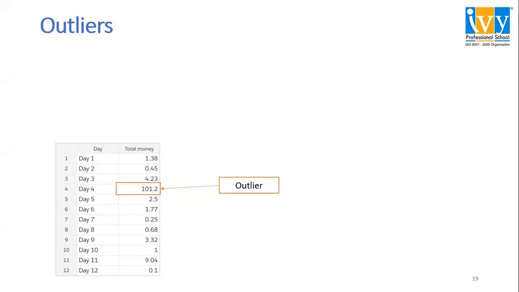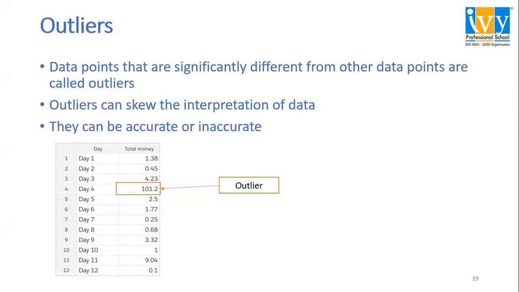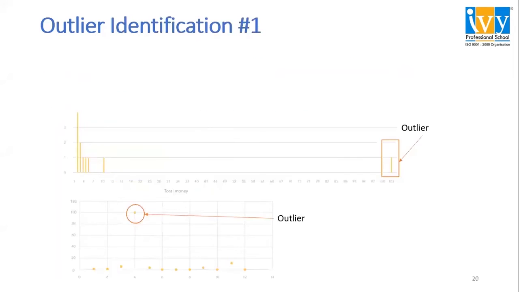Next topic is going to be outliers. Data points that are significantly different from other data points are called outliers. Outliers can skew the interpretation of the data. They can be accurate or inaccurate. Let's have a look at the first method of detecting outliers.